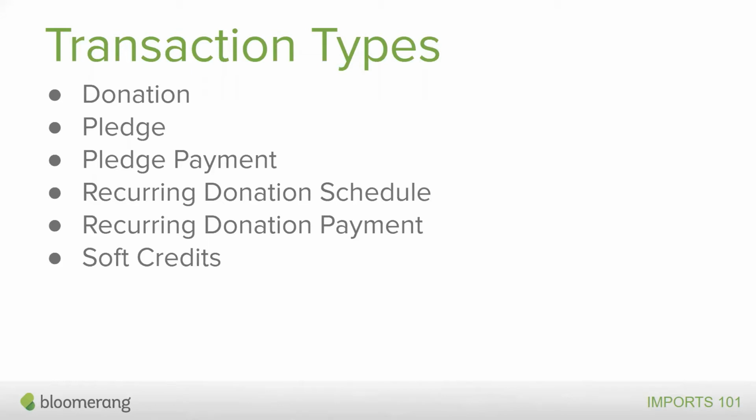The pledge payment, the recurring donation schedule, and the recurring donation payment each have their own entry in your timeline, and you can report on these items separately. And we'll take a look later at how to report on it to get exactly what you need, so you don't get confused. And you'll see a one-to-many relationship here. So you can have one pledge that can have one or more payments associated to it. You can have one schedule that has one or more payments associated with it as well. And then we also have soft credits.